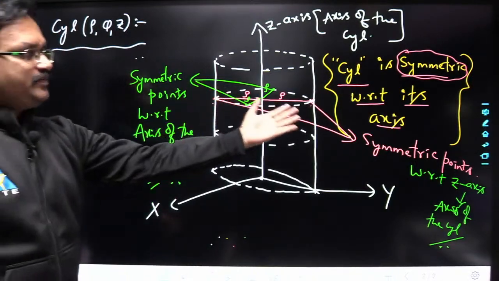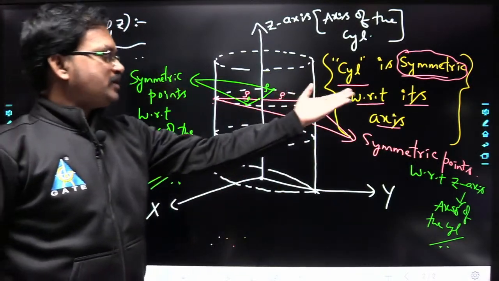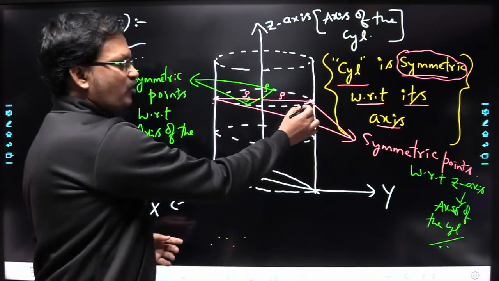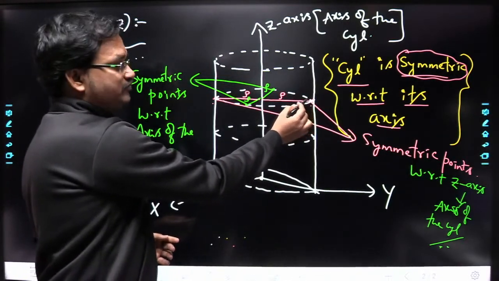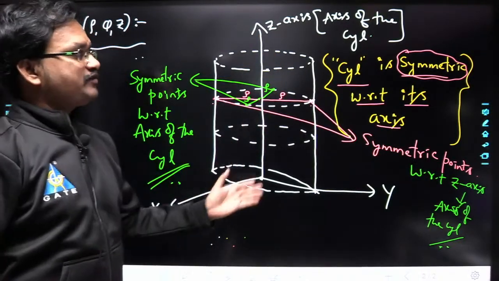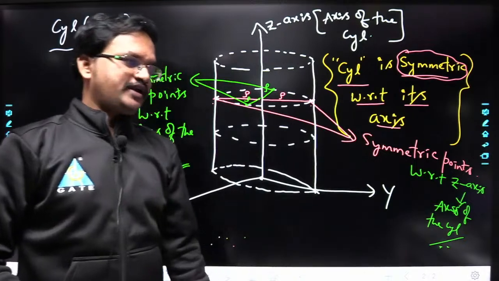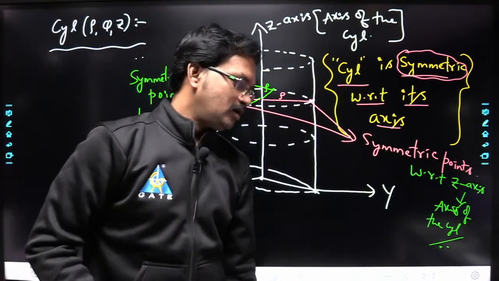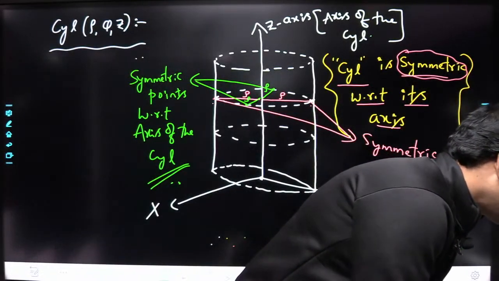So a cylinder is symmetric with respect to its axis. What do you mean by symmetric here? For each and every point on the surface of the cylinder, you can find its symmetric point with respect to this axis. So that's why we call the cylinder symmetric with respect to its axis. Understood? Okay.